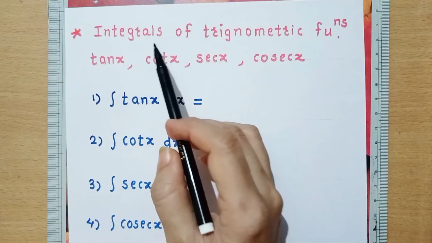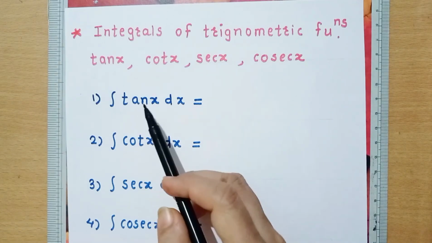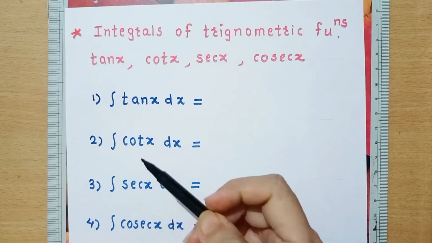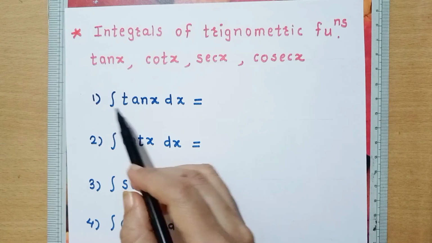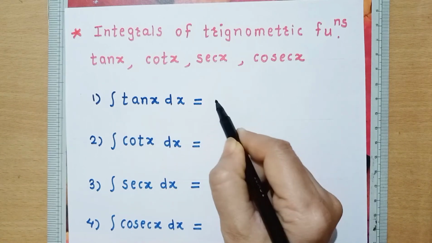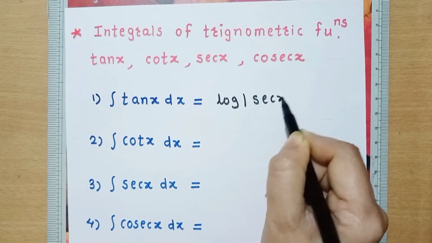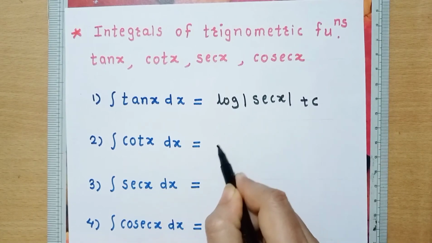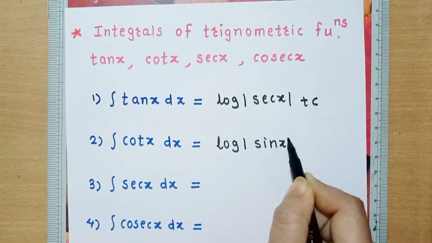Now let's check the integrals of some trigonometric functions. We don't know the direct standard formula for these functions, so we will find that out. First we will write the answers. Integration of tan x dx is given by log of mod of sec x plus c. Integration of cot x dx is log of mod of sine of x plus c.